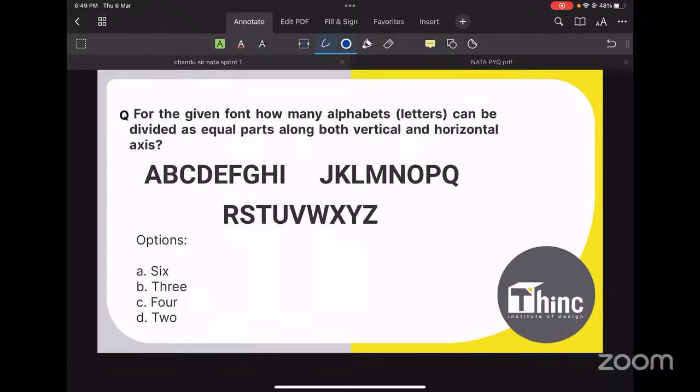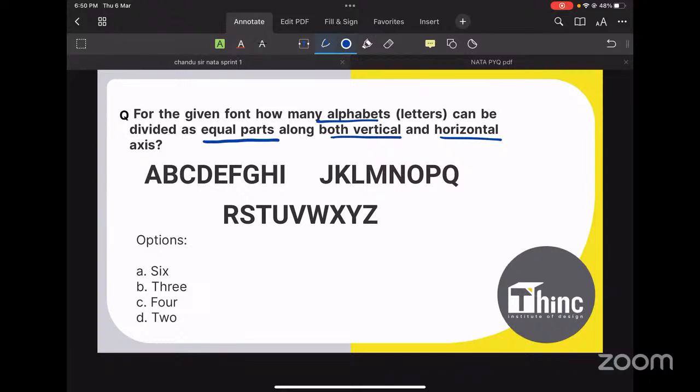So now we will be solving this question. For the given font, how many alphabets can be divided into equal parts along both vertical and horizontal axis? So that means vertically symmetric and horizontally symmetric letters are asked here. Only a few letters. You guys can put those letters also in the chat. Numbers as well as letters I am expecting in the chat. So first of all, look for vertical symmetry, then for horizontal. So the intersection is asked.